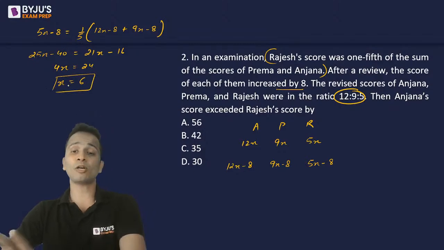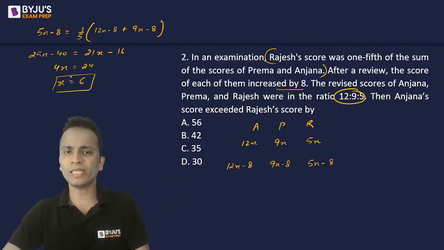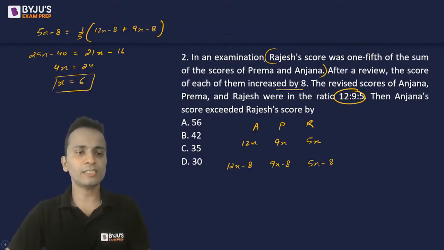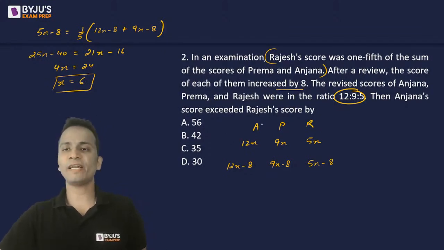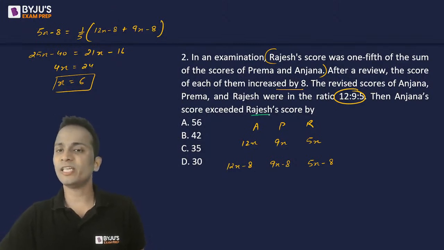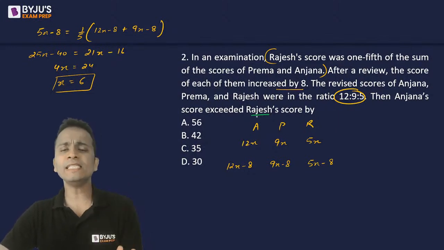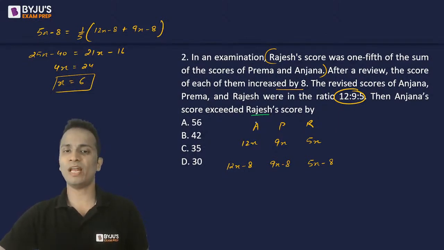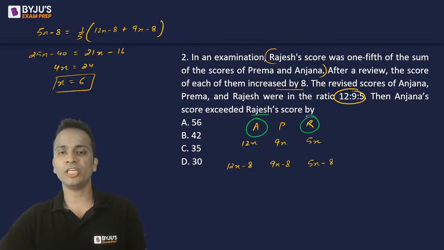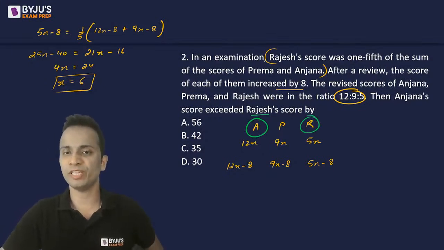I hope I have not made any mistake. Do all of you agree with this? So the value of x is equal to 6. Done. Now what do I have to do? I have to find out the difference between Anjana's and Rajesh's score. So the score of Anjana exceeds the score of Rajesh by what value? So Anjana and Rajesh, I have to find out the difference between their scores.